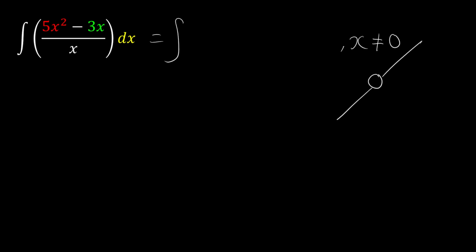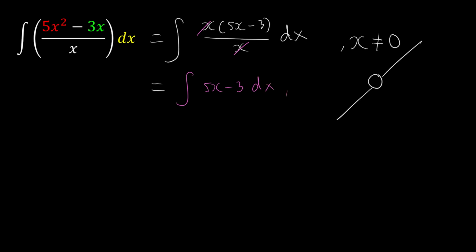So we're going to simplify this one. We're going to take out the x first. So x times (5x minus 3) over x, integrate with respect to x. Then now we can simplify the x and x, but remember again, x cannot be equal to 0. Then the integration of 5x minus 3 dx, where x cannot be 0. Then now we can just carry on with the integrations.